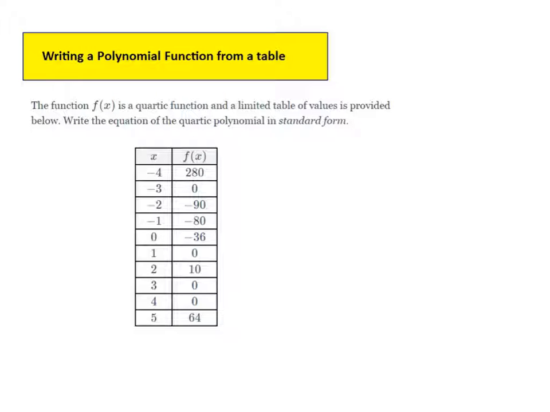Okay, last example is writing a polynomial function from a table. The instructions for this one say the function is a quartic function, meaning x to the 4th power, and a limited table of values is provided below. Write the equation of the quartic polynomial in standard form. So we're given a table, and just like before, we need some information. We need to find the zeros, and the y-intercept would also be helpful, but we could use any points.